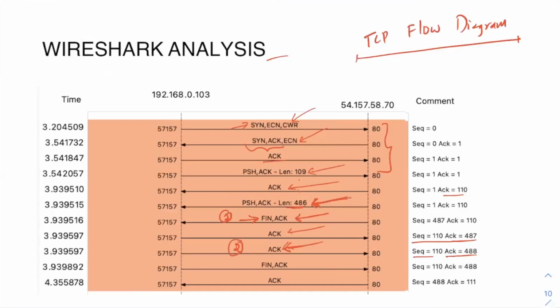Now in the third step, the client is also sending the packet with the FIN flag set. And in the last step, the fourth step, the server is sending the packet with the ACK flag set. And after that, both will close the connection. So this is the understanding of the TCP connection termination using Wireshark.